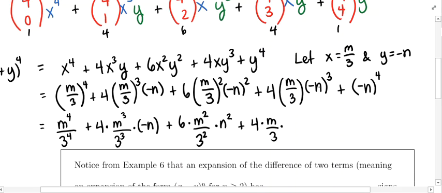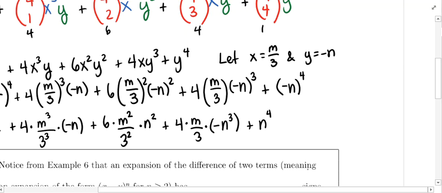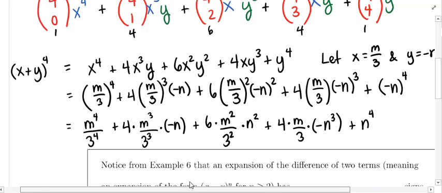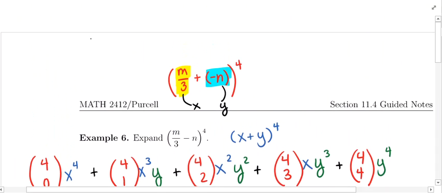If we have negative n cubed, that's negative n times negative n times negative n, that will stay negative, but the n value will be raised to the third power. And then lastly, we're going to add negative n to the fourth power. Negative times negative times negative times negative will be positive, and then n will be raised to the fourth power. So I can still clean this up a little bit. I'm out of room, so I'll go up here and write the answer at the top.